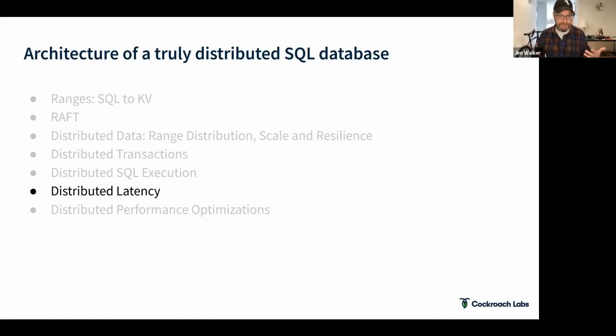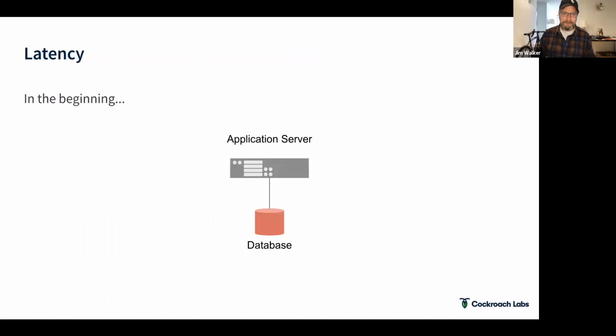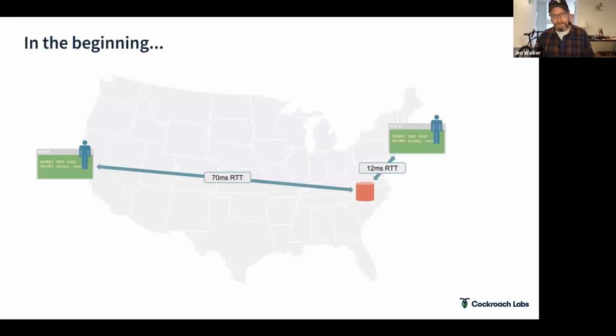The next section is, let's talk a little bit about latency in Cockroach. In the beginning, it was really simple. I had an app server and I had a database, and the speed of light was gigabit Ethernet, which was pretty quick. But in the cloud era, as we get applications all over the place, it's 70 milliseconds round trip from the West Coast to Virginia, and probably about 12 from the Northeast, where everybody's upset about the nor'easter coming up, against that database. It's pretty good. 70 milliseconds is pretty good.